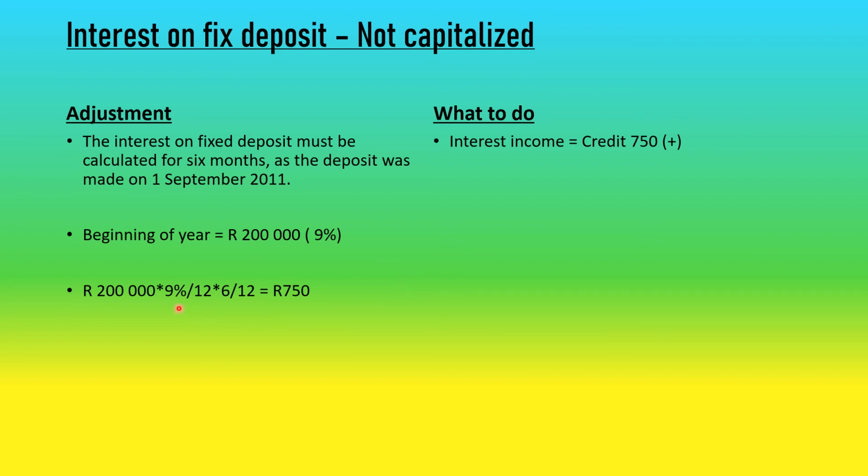So you've got 200,000, multiply that by 9%, divide that by 12, which will give you your interest rate for 6 months. And then you've got your 6 months, the actual months that you need to account the interest for, which was 6 months, to give you your 750. In this case, interest on fixed deposit was not capitalized, which means we do not add it back into our fixed deposit account. Therefore, your journal entries would be interest income credit, so you plus on your interest income 750, and on your bank you're also adding 750.